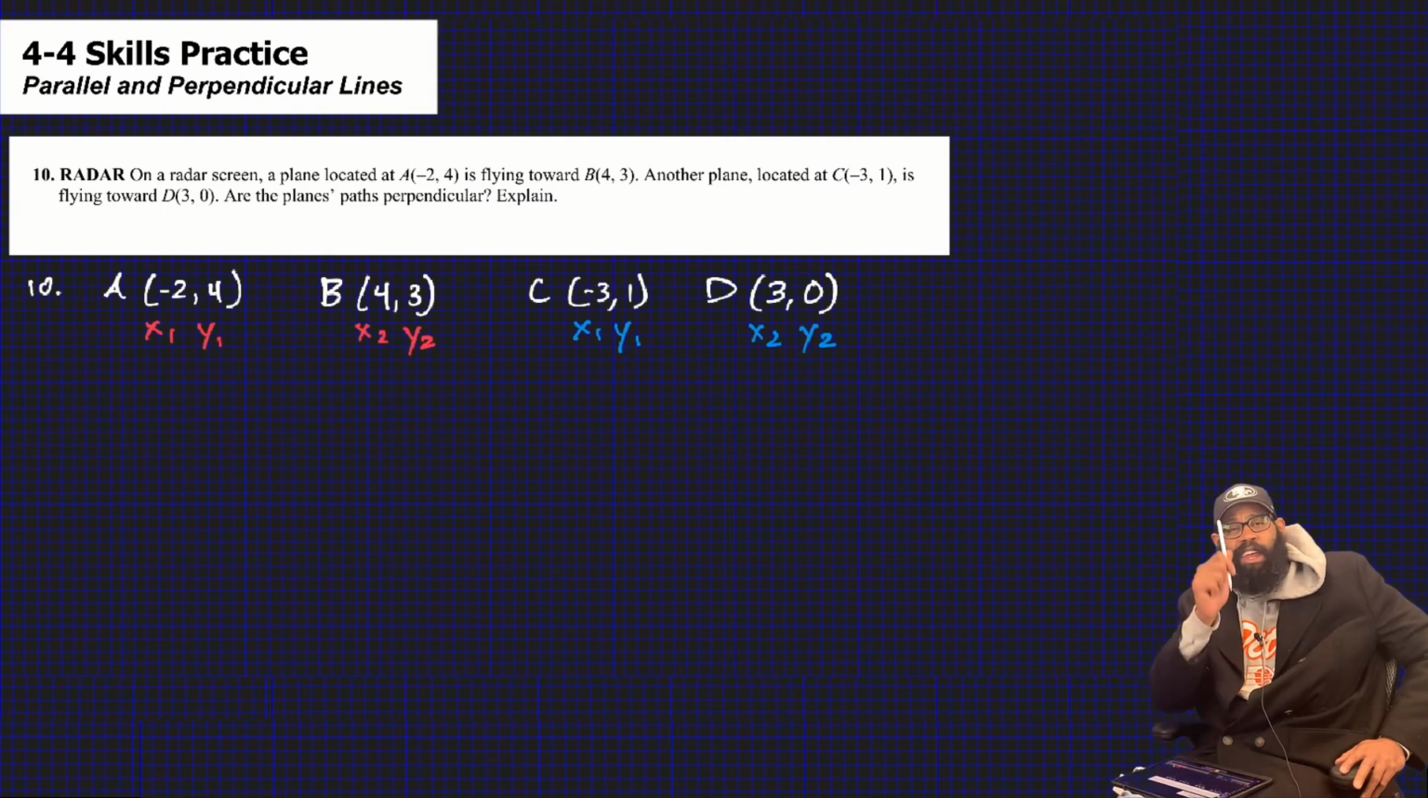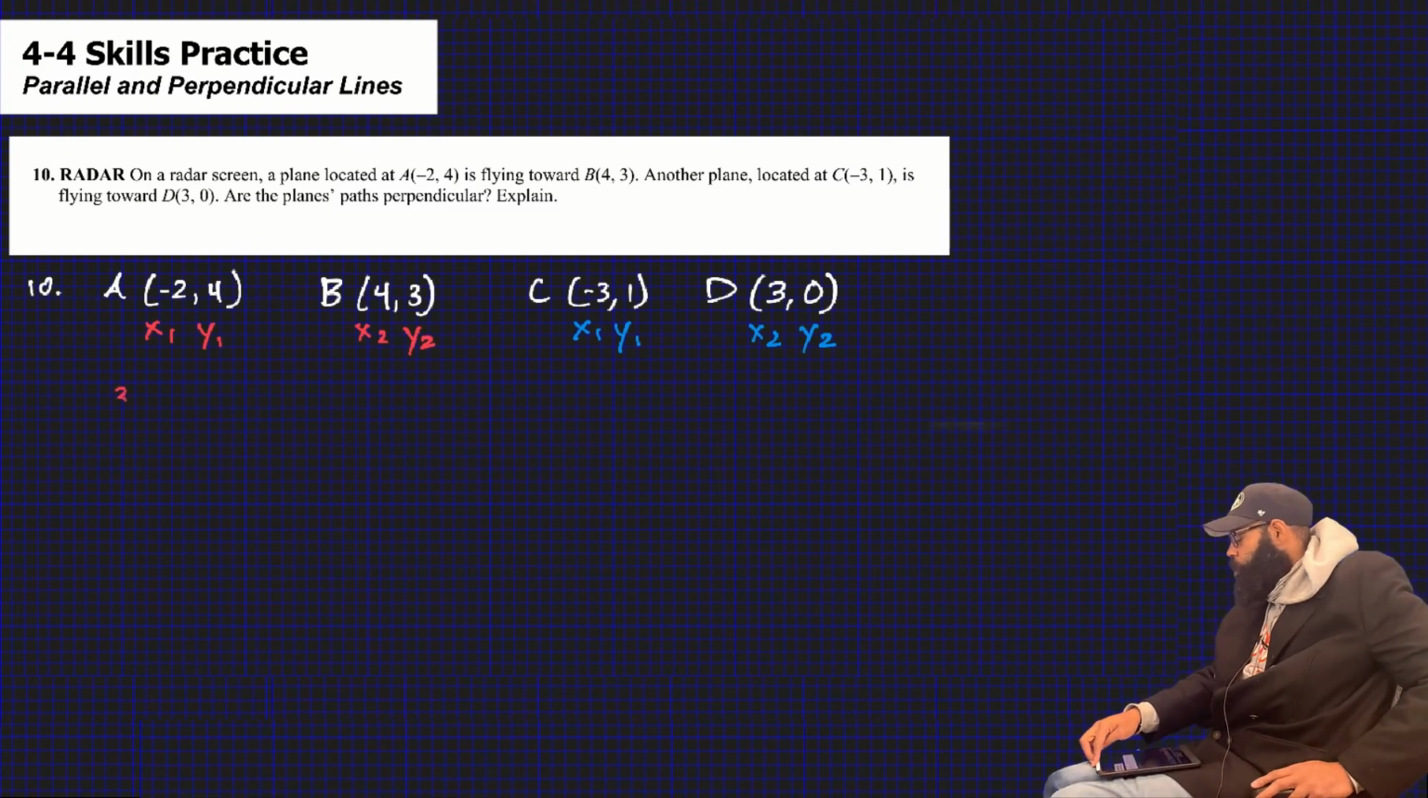So, negative reciprocals. What I'm about to do here, guys, is about finding slope to recognize whether lines are parallel or perpendicular. They're parallel if the slopes are the same. They're perpendicular if the slopes are negative reciprocals of each other. Let's keep going.